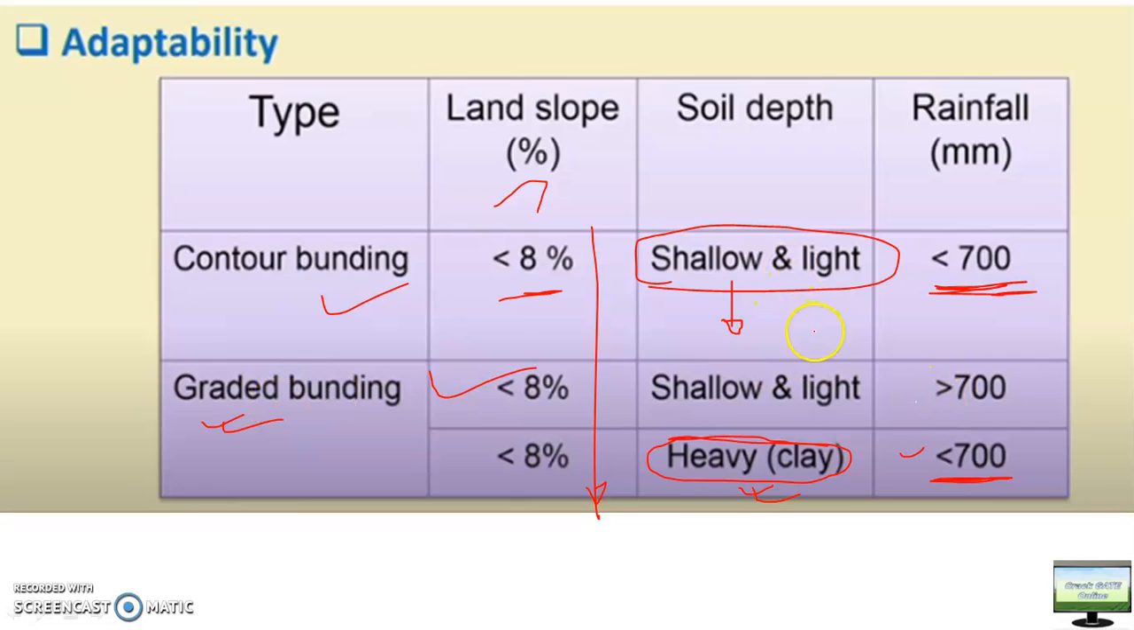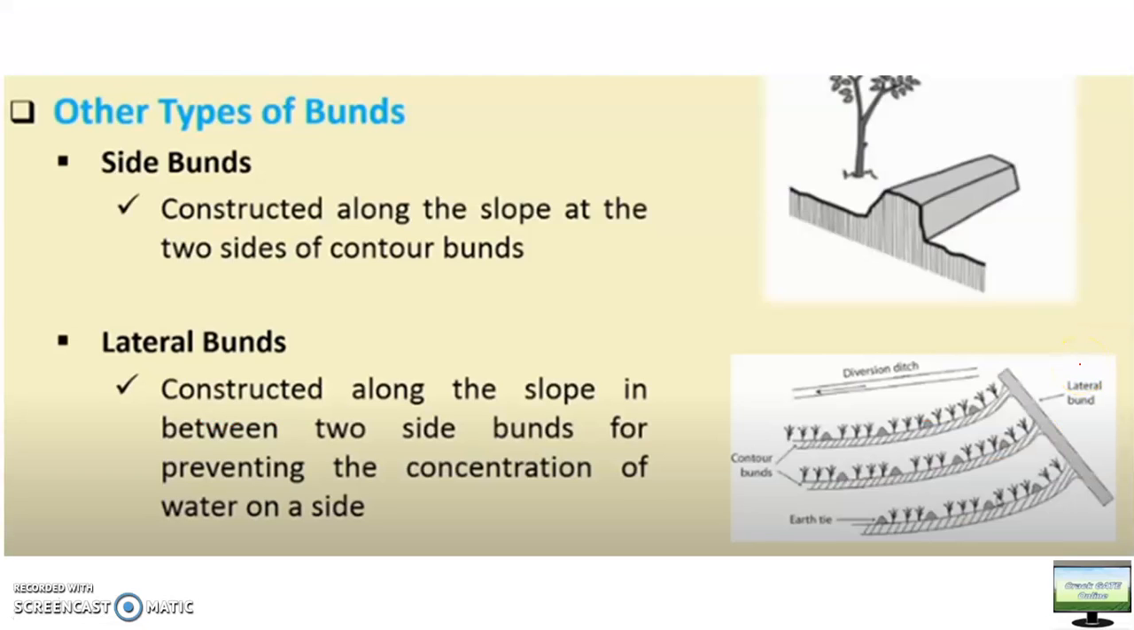And if your soil is sandy soil, then even if the rainfall amount is greater than 700, the soil is light, so in this condition it can absorb the optimum amount of water. So here you can use the graded bund. Basically you have to remember, the function of a graded bund is to dispose of the amount of water, while in a contour bund you have to retain the water. So here I think this table is clear. You have to understand the concept, and based on that you have to remember.